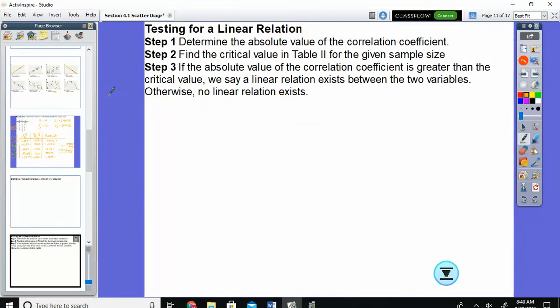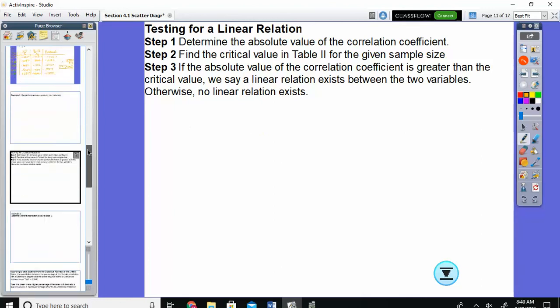So if you see the next slide, it has testing for a linear relationship, what we need to do. There is actually a table that can be used to check for this. So we have to take the absolute value of our correlation coefficient, find the critical value in table 2, and if the absolute value of the correlation coefficient is greater than the critical value, we can say it is linear.